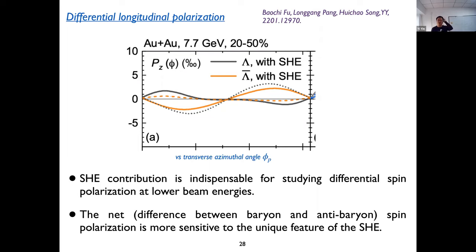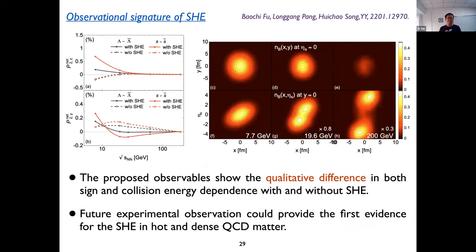So now we come to our predictions for the signature of SHE. What we show here is the Fourier harmonics of the net spin polarization, the difference between lambda and anti-lambda, projected along the longitudinal direction, shown in the upper panel, and projected along the transverse plane. Again, the dashed curves are the results without the SHE effect, and the solid curves are the results including the SHE effects. We consider both scenarios, the lambda equilibrium and the strange memory variants. If you look at these figures, it's very easy to see that our proposed observables show qualitative differences in both psi and collision energy dependence with and without the SHE. So this gives us the confidence that with such observables, we may be able to see the evidence of the SHE in such hot and dense QCD matter.